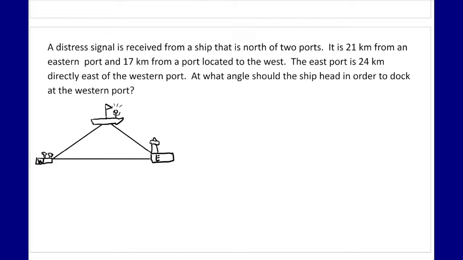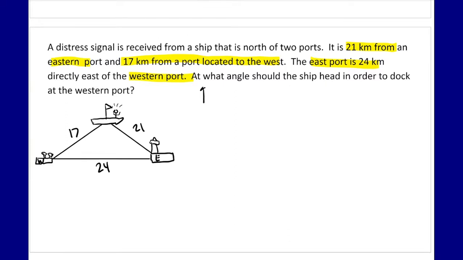So we do know that the ship is 21 kilometers from the eastern port, 17 kilometers from the western port. And again, if you need to reread the question to highlight information, that's fine as well. We know the eastern port is 24 kilometers east of the western port. Now we want to figure out what angle the ship needs to head in order to dock at the western port.